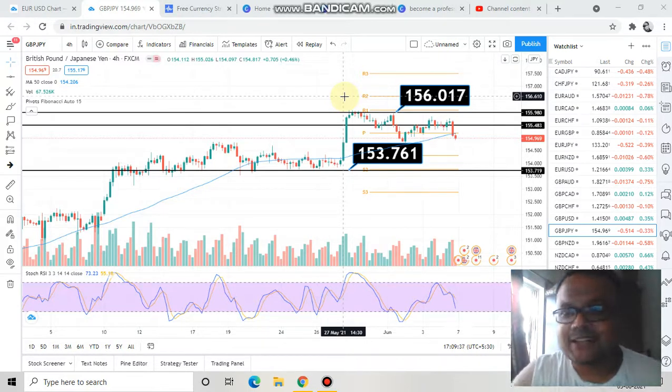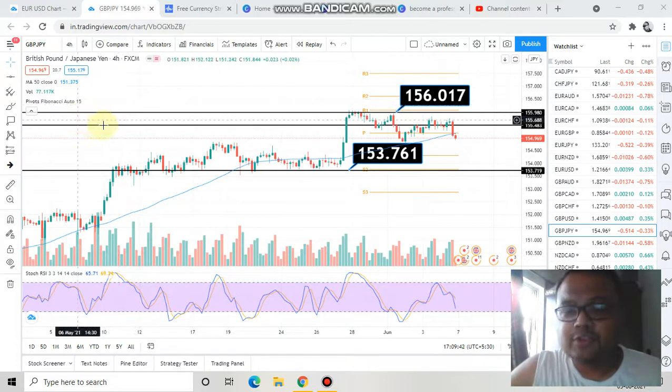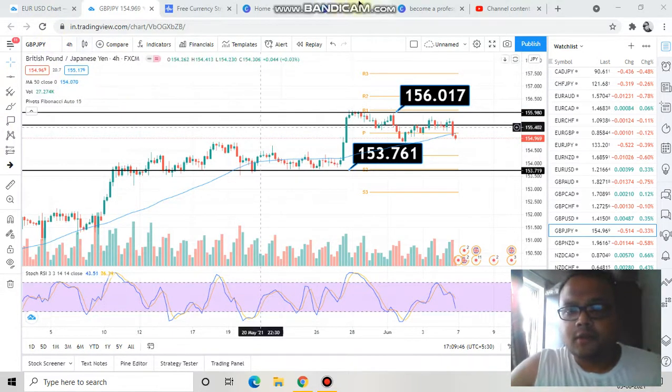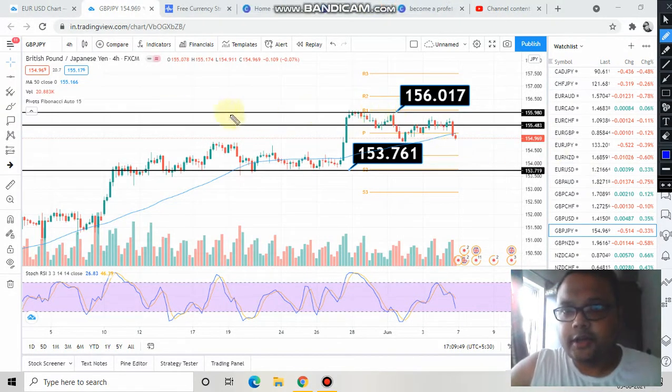So let's get started. This is the chart of GBP JPY, British Pound Japanese Yen, and as you can see, I'm in the 4 hours time frame. Then you can see that I have got three lines here on the chart. So at first let's do the analysis. This line on the downside, this is the support.